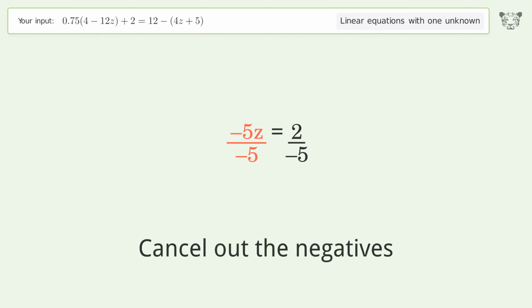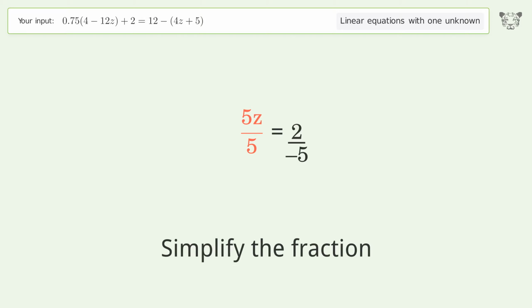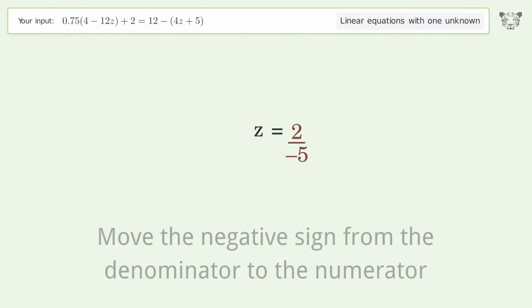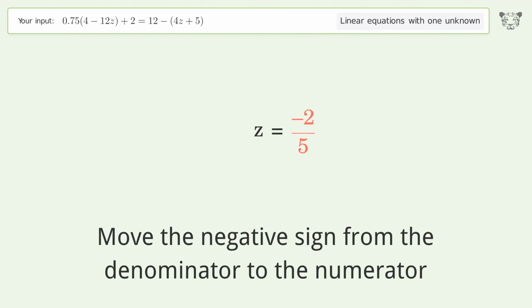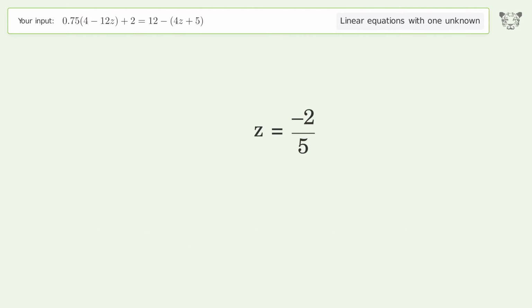Cancel out the negatives. Simplify the fraction. Move the negative sign from the denominator to the numerator. And so the final result is z equals -2/5.